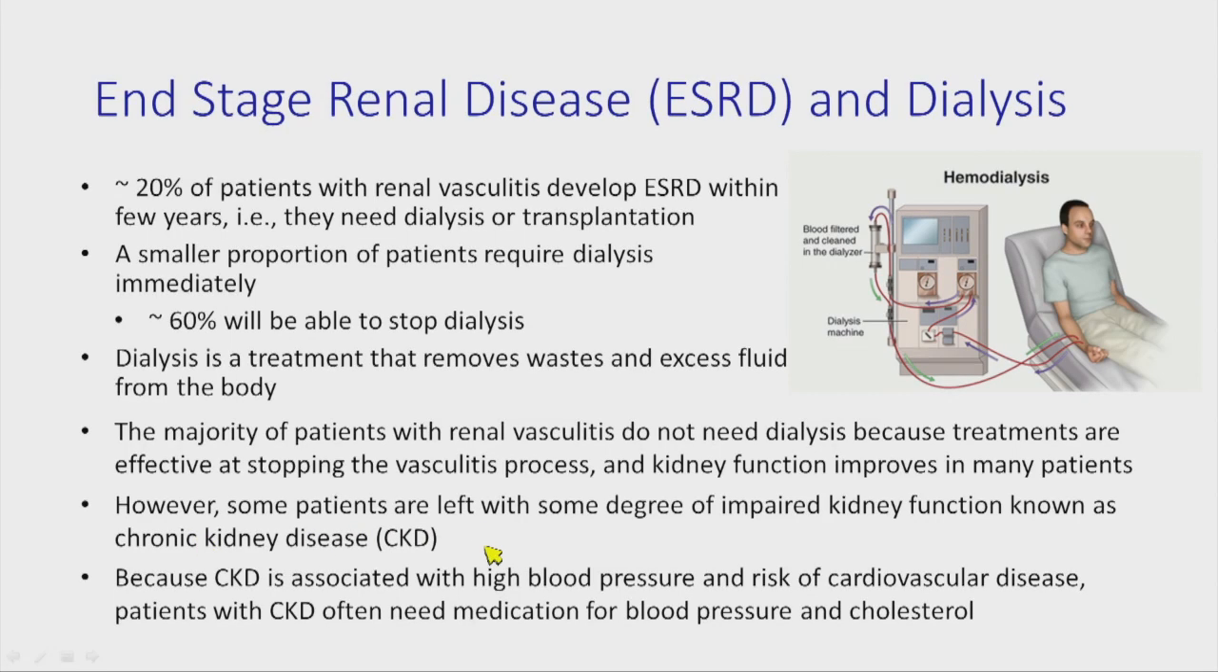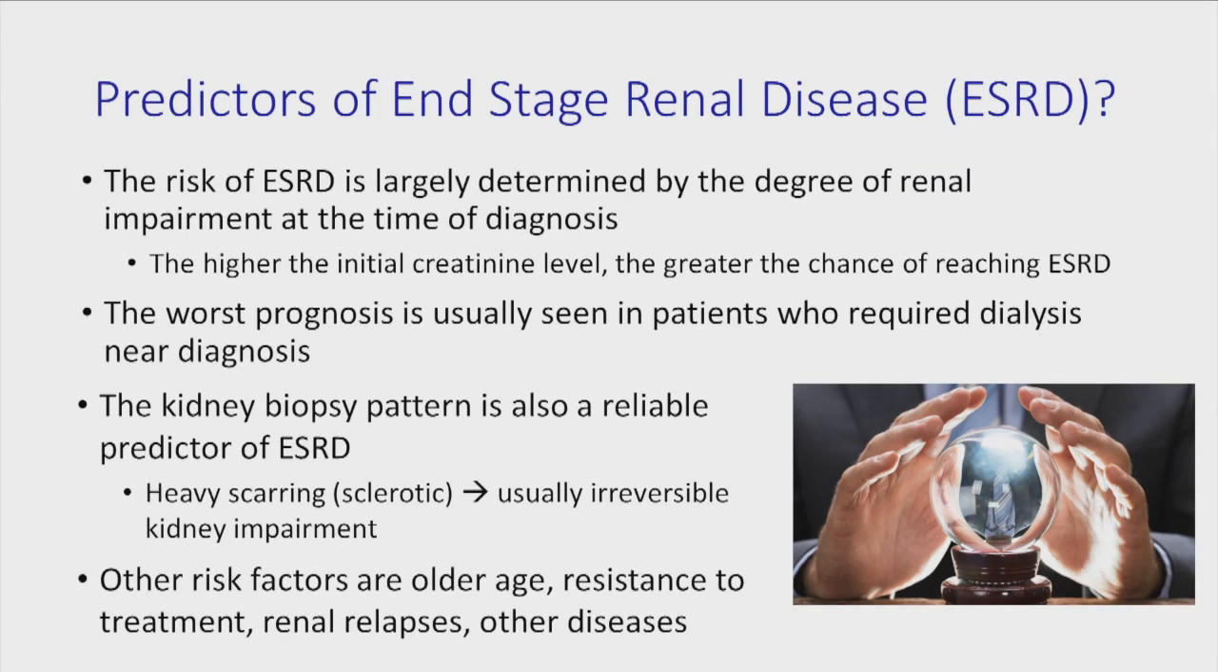However, some patients are left with some degree of renal dysfunction, and this is what we call CKD, or chronic kidney disease. Chronic kidney disease is associated with high blood pressure and risk of cardiovascular disease, because the kidneys are also producing many molecules and enzymes that are needed to keep the blood pressure under control. The patient with chronic kidney disease often needs medication for blood pressure, and it's very important to also treat other associated cardiovascular risk factors to decrease the risk of cardiovascular events.